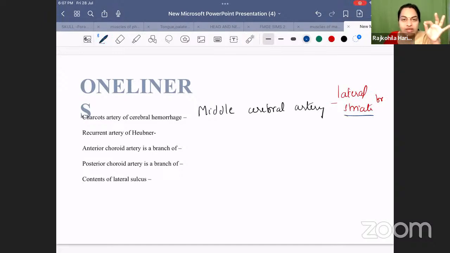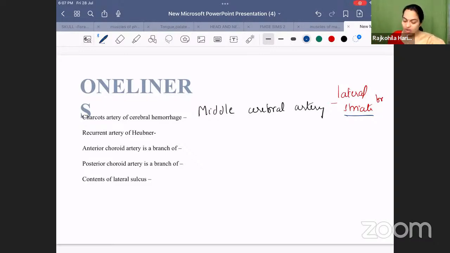So the branches of the middle cerebral artery are going to pierce the outer gray matter and the inner white matter. And what is in the inner core of white matter? The basal nuclei, the corpus striatum, all that. So these branches which are going to supply them are called the striate branches. And the lateral striate branch of the middle cerebral artery is called the Charcot's artery of cerebral hemorrhage. Whenever there is an uncontrolled hypertensive patient, these are the arteries which are first to rupture. That's why it's called the Charcot's artery of cerebral hemorrhage.